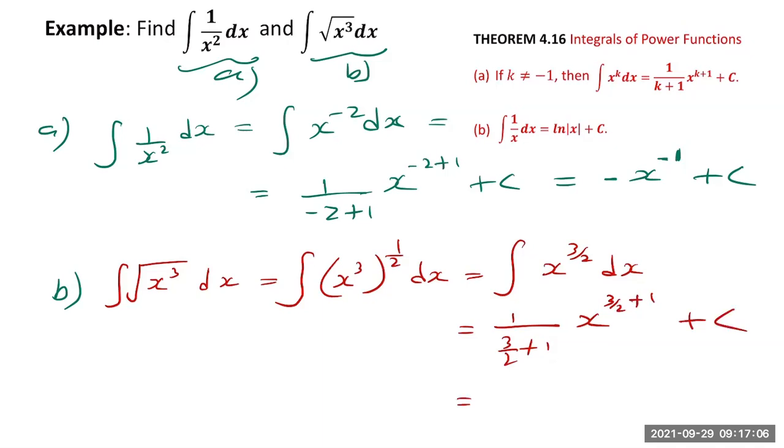Simplifying this, you get 2/5 times x to the power 5/2 plus a constant. Notice that 3/2 plus 1 is 5/2. You get the power 5/2, and this coefficient is 2/5. That's what you get when you simplify this. That is the indefinite integral of square root of x to the power 3. All right, that completes that example. Let's move on.